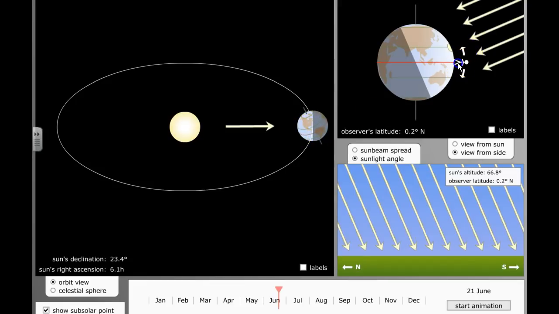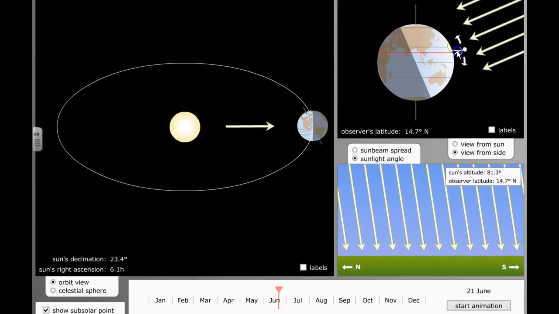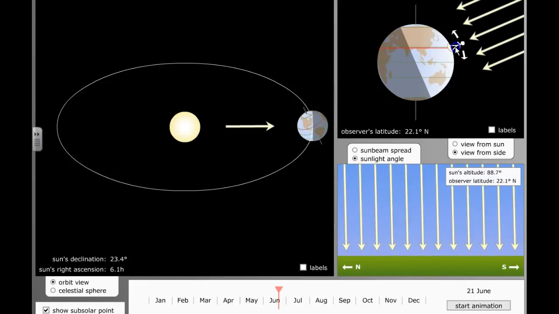And I'm going to move my little observer to 23.5 degrees north, otherwise known as the Tropic of Cancer. As you can see from my observer, the rays are directly overhead. For my observer, they're at the zenith on this date because they are located at the Tropic of Cancer now. On this date, you see that the South Pole now gets 24 hours of darkness, and the North Pole gets 24 hours of daylight.